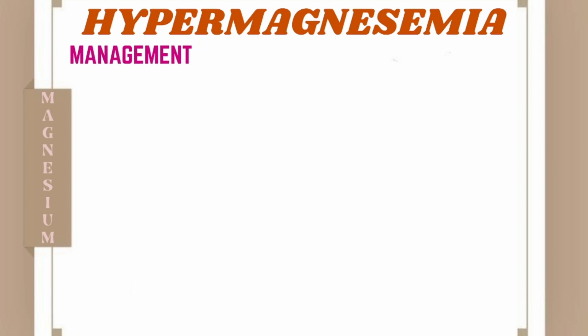How will we manage the condition of hypermagnesemia? Let's discuss the management. We know that hypermagnesemia is a condition in which there is high magnesium. So the mnemonic for management is DECREASE MAGNESIUM. We can remember the management by the mnemonic decrease magnesium. We have to decrease the level of magnesium in the body.